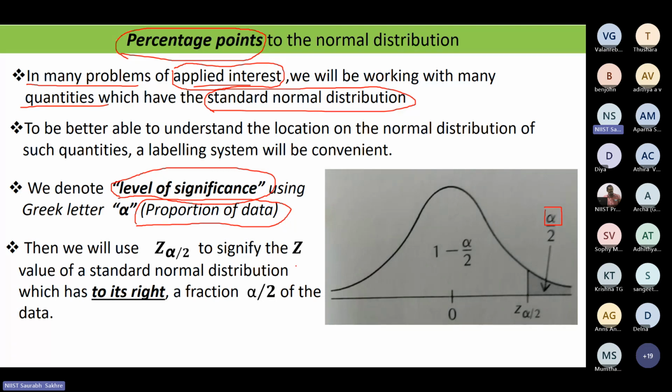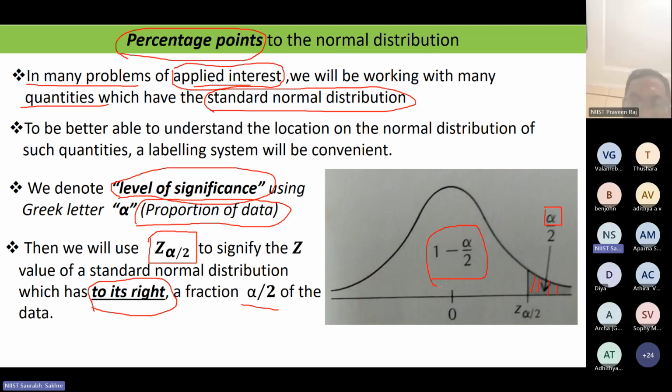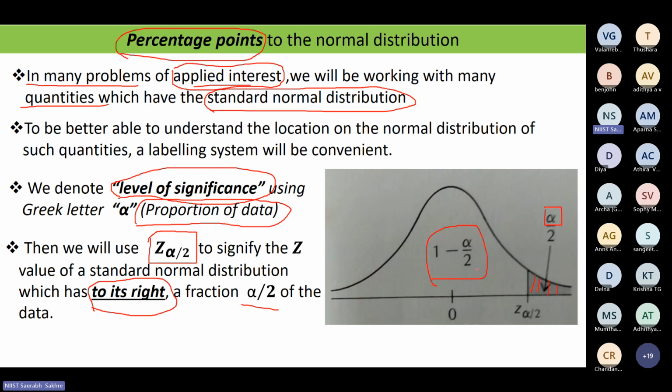So when I am putting it in a standard normal distribution, we will use Z alpha by 2 to signify the Z value of a standard normal distribution which has to its right a fraction of alpha by 2 of the data. This thing you have to keep in mind. So suppose this fraction is alpha by 2, the remainder will of course be 1 minus alpha by 2 because the total area is 1. I hope you remember this. In our table A3, I told you that when a particular value is this one, the remaining will be 1 minus this value, whatever that value may be.